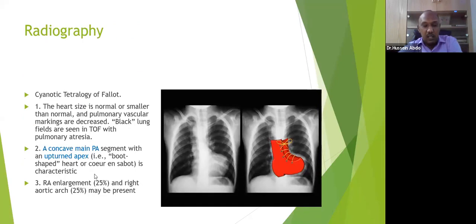Radiography is very characteristic for this patient, because you might find what we call the boot-shaped heart, which is a concave main pulmonary artery with an upturned apex from the RV because of RVH. So you will see the signs of a boot-shaped heart on the X-ray. And as mentioned by Dr. Bashir, the lung will be oligemic because the right ventricular outflow tract is obstructed, so there is decreased blood supply to the lung.